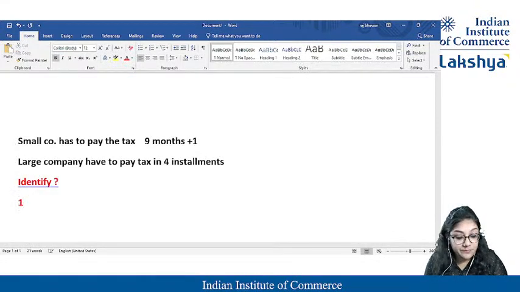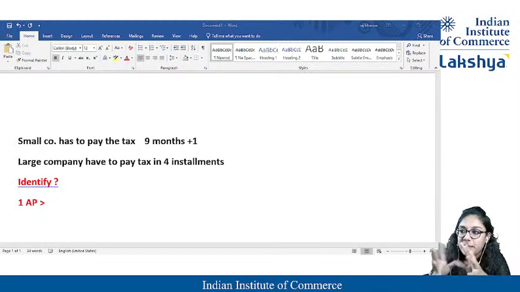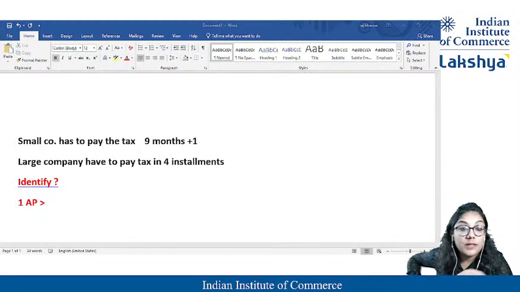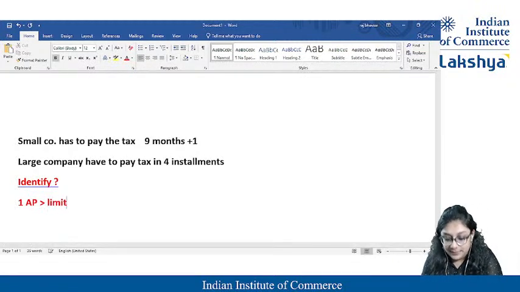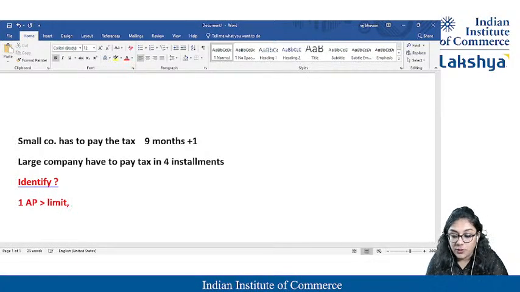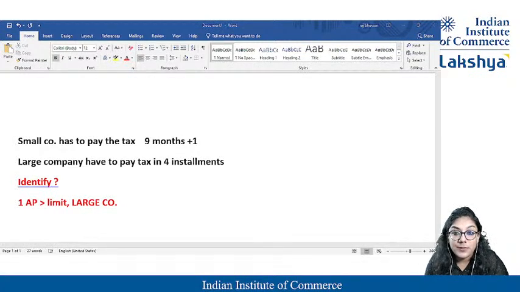How will I identify that? So the first identification, we know that when my augmented profit, basically if I find out the augmented profit and it is more than some limit, then it is sure shot it will be a large company. So students, you know some limit? Yeah, are you aware of the limits? I think everybody will be aware of the limits. I do hope that. So what are the limits, students?